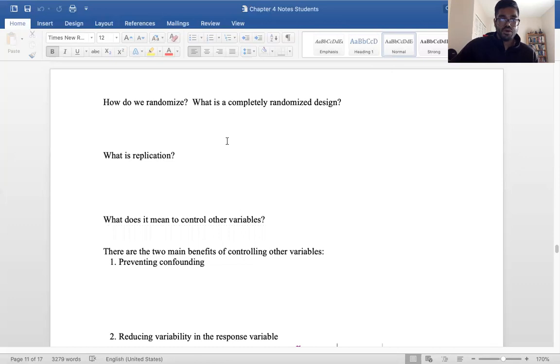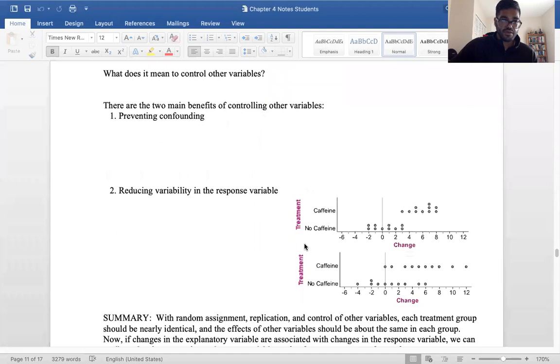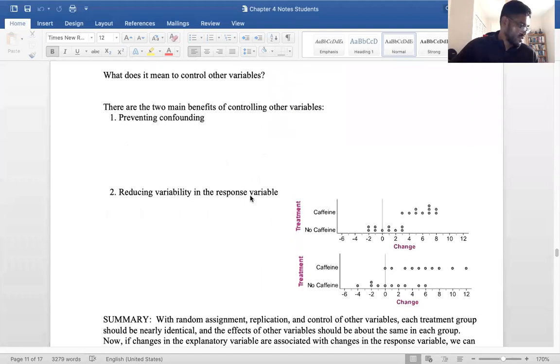So what are the two major benefits of controlling for other variables? You control for confounding variables and reduce variability in the response. I'm not going to type all this out, but we can talk about it a little bit. If one treatment group was given Coke, which has sugar in it, and the other one was given caffeine-free Diet Coke, then sugar and caffeine would be confounded. To prevent sugar from becoming confounded with caffeine, we need to make sure that both treatment groups get the same amount of sugar. Sugar is also going to increase your heart rate, and that's why it could be a confounding variable.